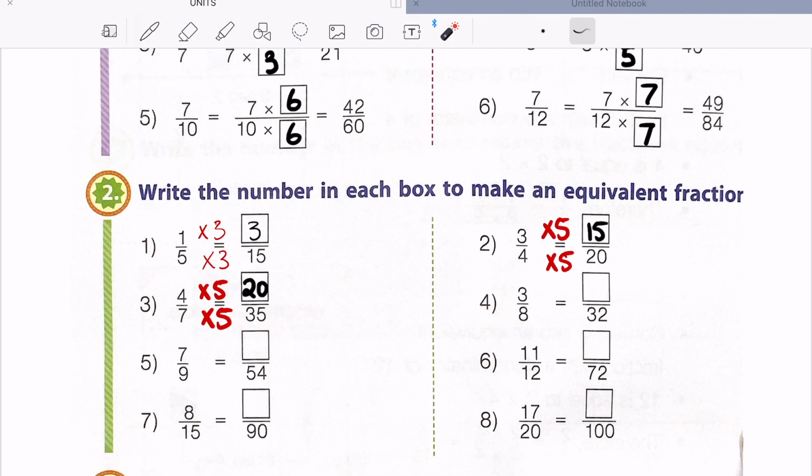3/8 is equal to blank over 32. So 8 times what equals 32? 8 times 4 is equal to 32. So if we multiply the bottom, we have to multiply the top. So 3 times 4 is equal to 12. So 3/8 is equal to 12 32ths.